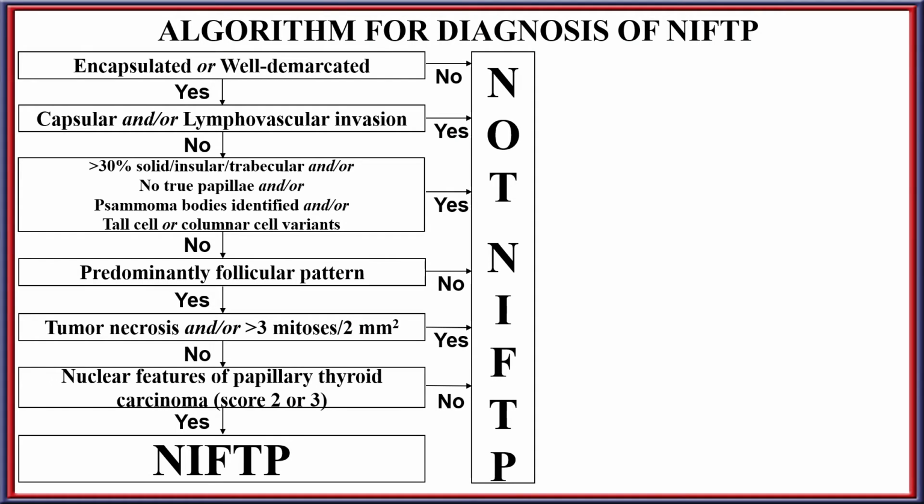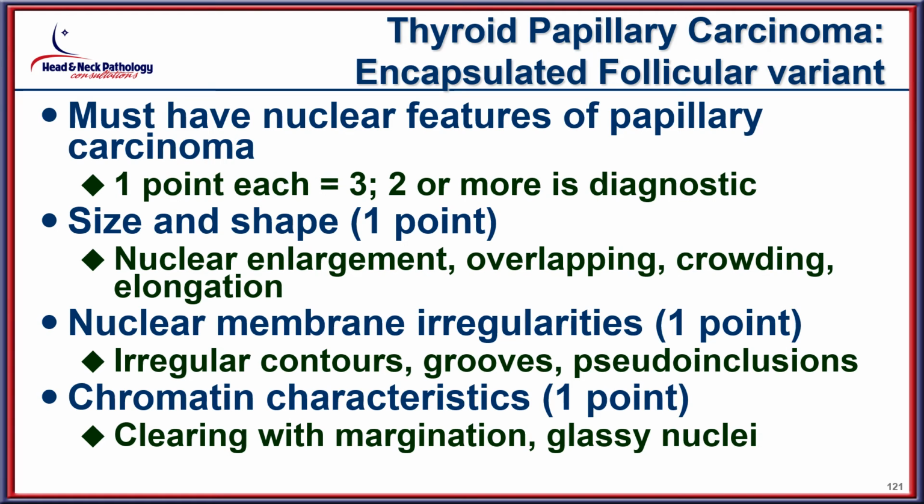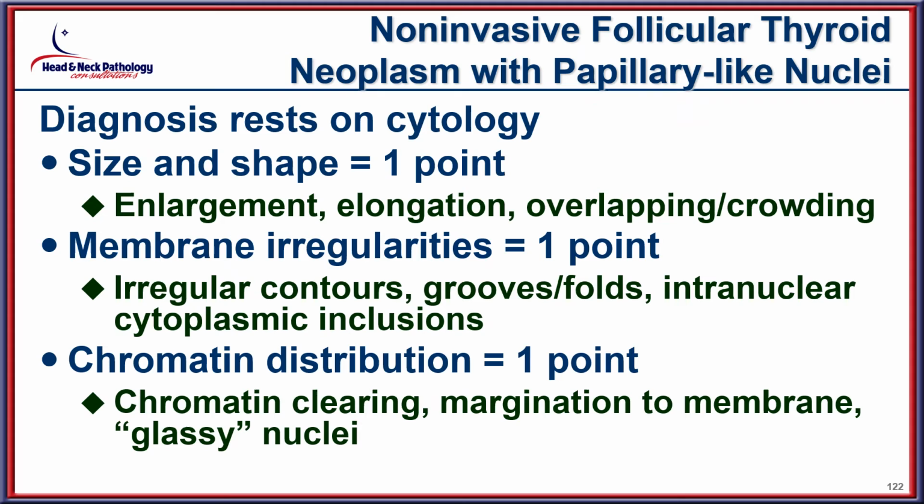So finally, we get to the nuclear features of papillary thyroid carcinoma, and that would put you into the NIFTP category as long as all of the others have been met as well. So let's talk about that. This is where you do have specific nuclear features of papillary carcinoma that are separated into size and shape, nuclear membrane irregularities, and chromatin characteristics, with 1 point given to each of these, so a maximum score of 3. However, if you have 2 or more of these features present, it is going to be considered diagnostic for the nuclear features of papillary carcinoma.